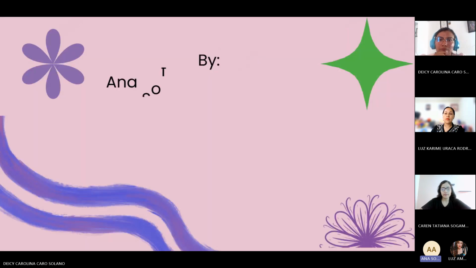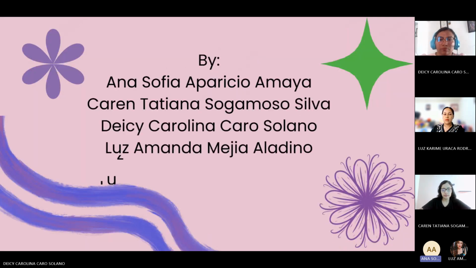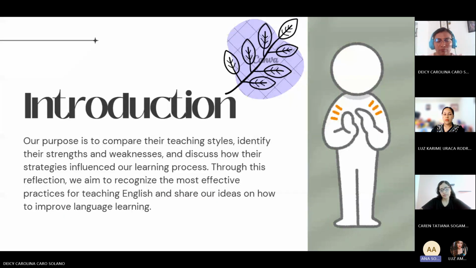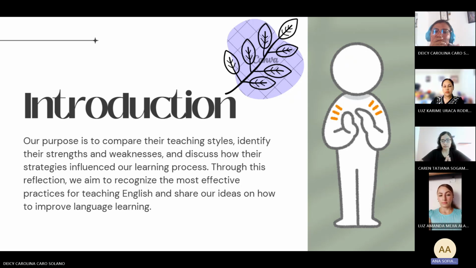Today, we will share our reflection about our former English teachers and discuss four main questions. Which teachers were stronger in certain skills or methods? What similarities and differences did we find among them? What did we learn about effective strategies for teaching English? And finally, the innovative teaching method proposed by our group.